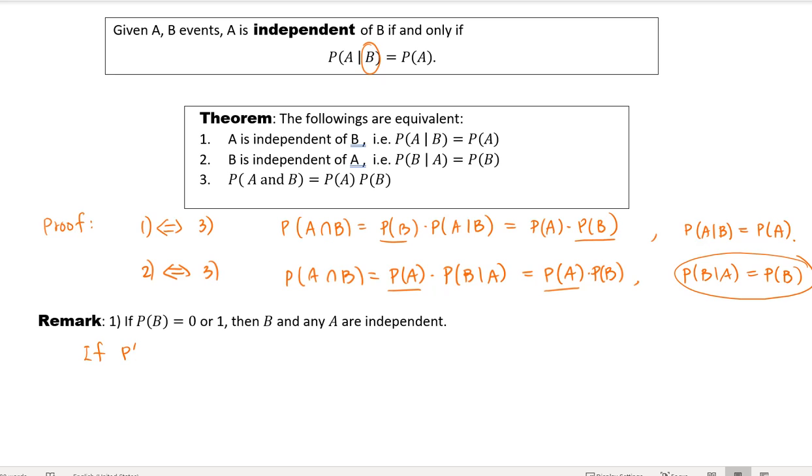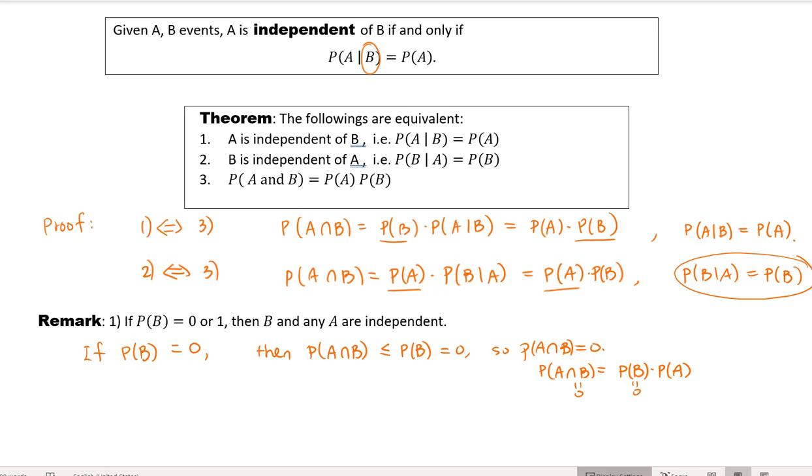If P of B equals 0, then P of A and B, because A and B is a subset of B, is less than or equal to P of B. And P of B is 0. So P of A and B is 0. So that's why we get P of A and B equals P of B times P of A, because the left hand side is 0 and the right hand side is 0 times whatever, which is 0. So they are equal.